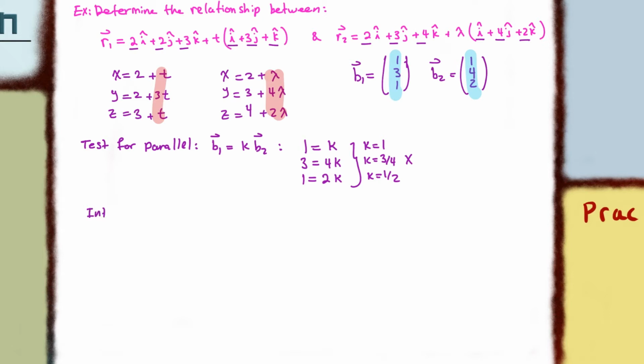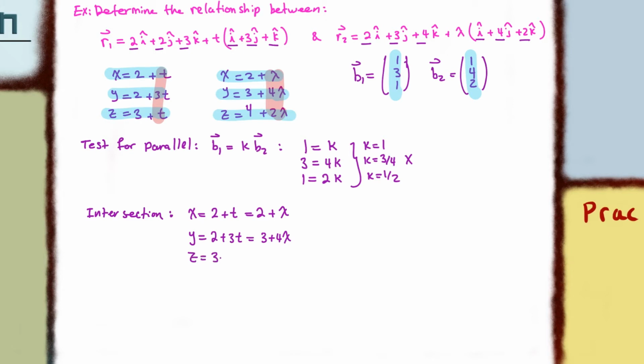Then we need to test to see if the lines intersect at any point. So we're going to write the equations for them for x, y, and z. x is equal to 2 plus t, and it's also equal to 2 plus lambda. y is equal to 2 plus 3t, and it also equals 3 plus 4 lambda. And z is equal to 3 plus t, and it also equals 4 plus 2 lambda.